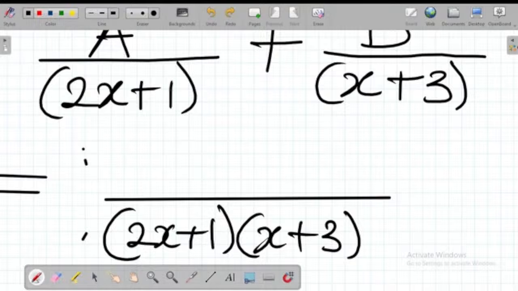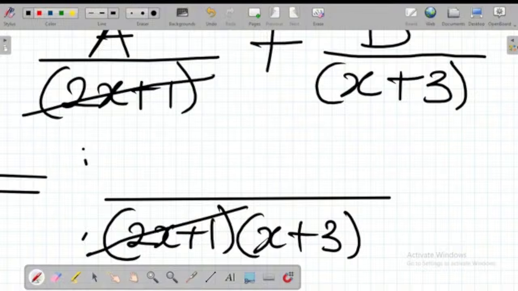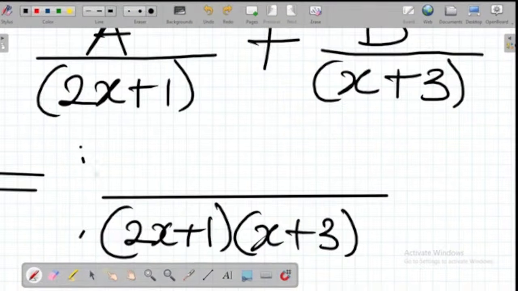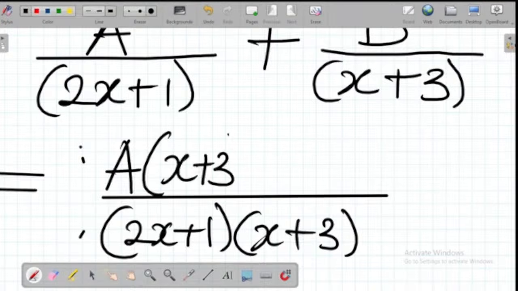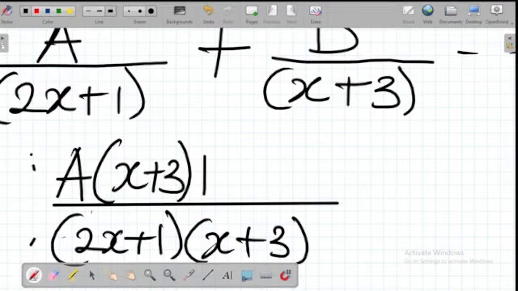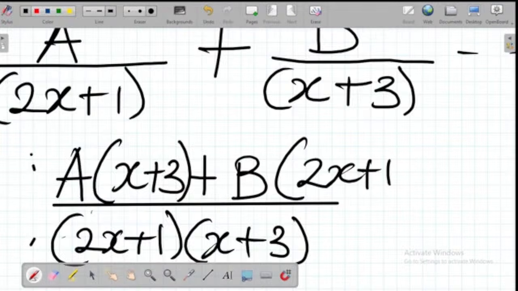So now 2x plus 1 into the denominator, you'll notice that this will cancel out this. So we are left with x plus 3. So x plus 3 would multiply A. So we have here A multiplies x plus 3, then close bracket, plus x plus 3 into the denominator. You will notice that x plus 3 will cancel out x plus 3. So we are left with 2x plus 1. So 2x plus 1 will multiply B. So here we have plus B multiplied by 2x plus 1.